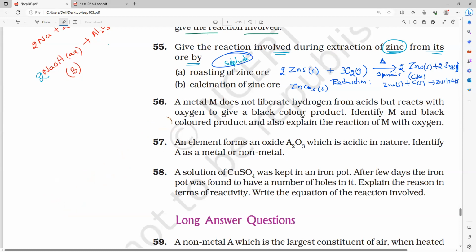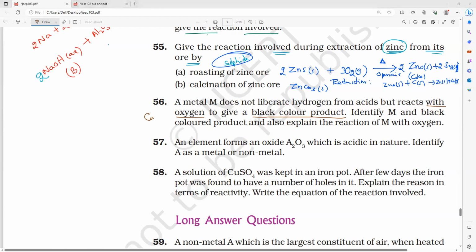A metal M does not liberate hydrogen from acids, but reacts with oxygen to give a black color product. Identify M and the black color product, and also explain the reaction of M with oxygen. Black color copper oxide. Only one black substance we have. Black color substance with oxygen, what is that? Chapter number 1 also it will come. Copper oxide. Chapter 1, we are burning the copper before oxidation and reduction reactions.